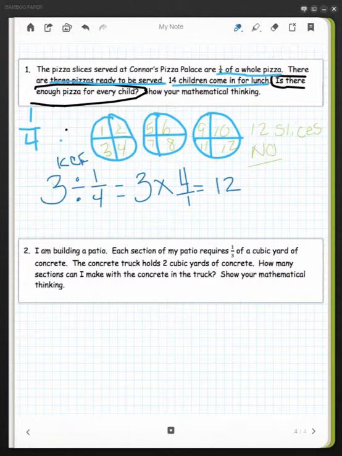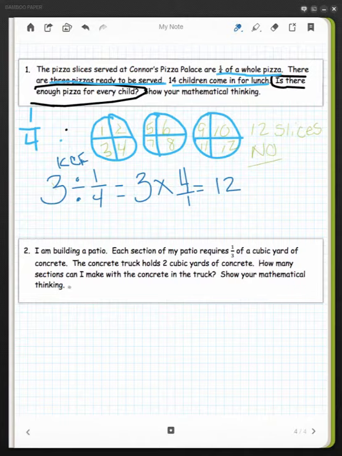Let's look at our second problem. I am building a patio. Each section of my patio requires 1/3 of a cubic yard of concrete. The concrete truck holds 2 cubic yards of concrete. How many sections can I make with the concrete in the truck? Show your mathematical thinking. In other words, justify your answer.